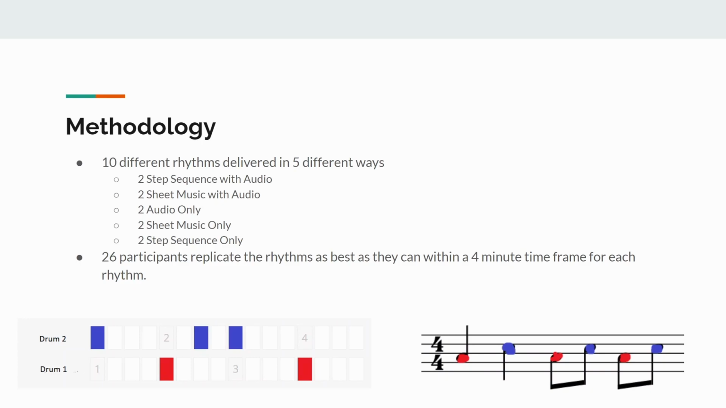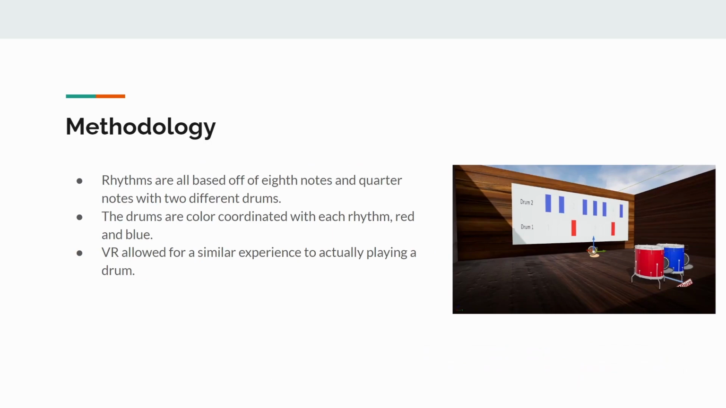In total, we had 26 participants replicate the rhythms as best as they could within a 4-minute time frame for each rhythm. All of these rhythms were based off of eighth notes and quarter notes with 2 different drums. Using just eighth notes and quarter notes allowed for non-musical people to be able to play these rhythms in a short amount of time. We can see in the image these drums are color coordinated, red and blue.